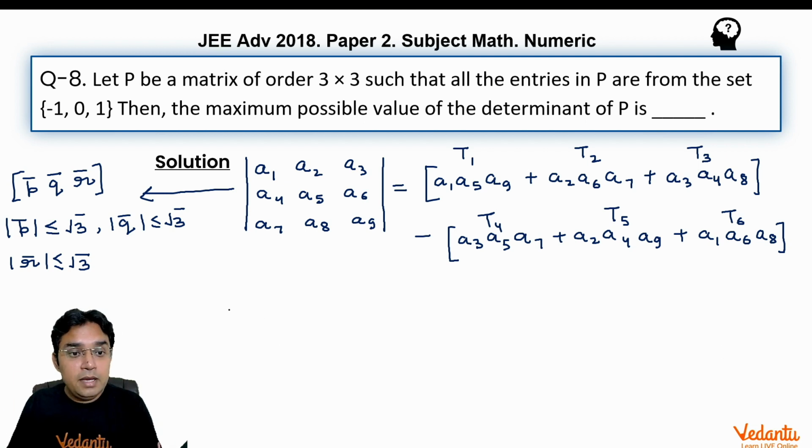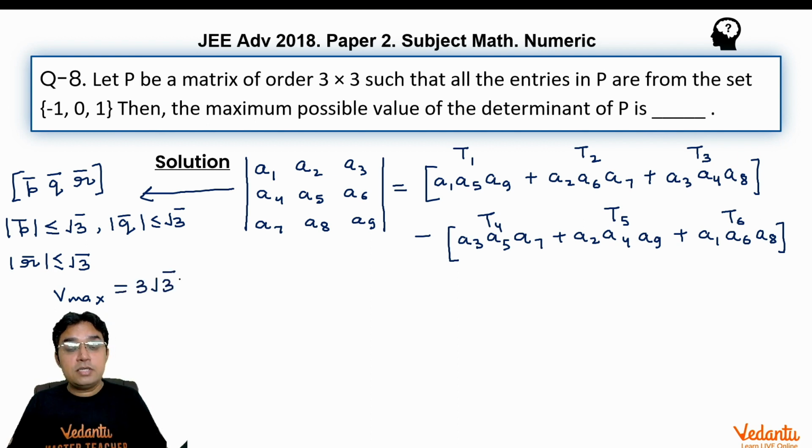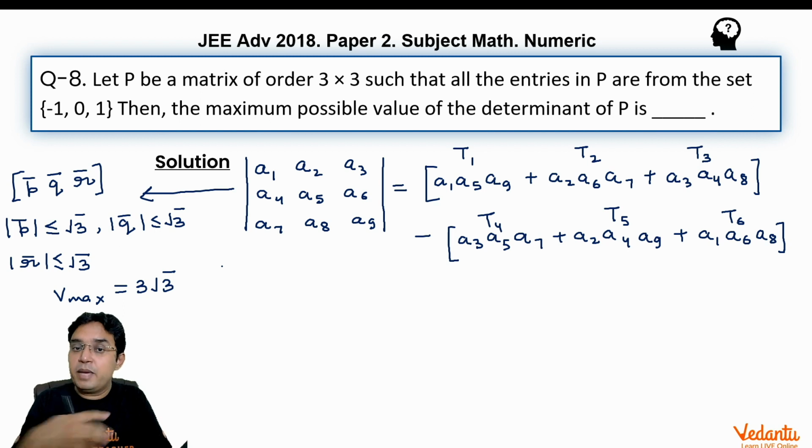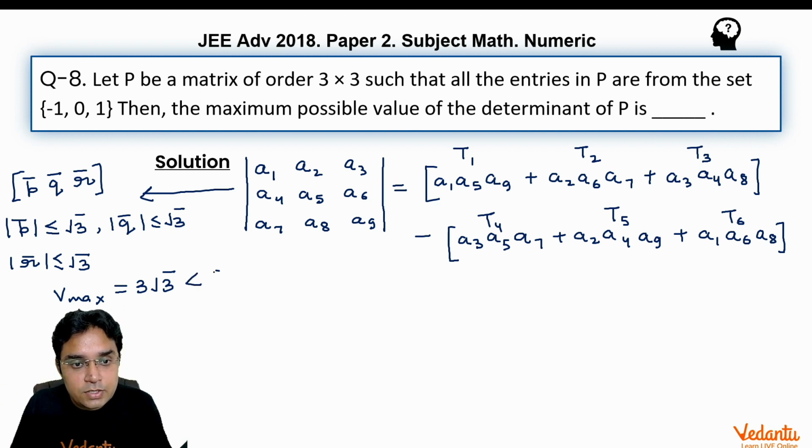In that case, the volume of this parallelepiped will be maximum, and I should say V max will be equal to 3 root 3, which is when all vectors are of maximum length and also perpendicular. Even this is less than 6, you can see. So again, this is another reason to say that the maximum value cannot be equal to 6.